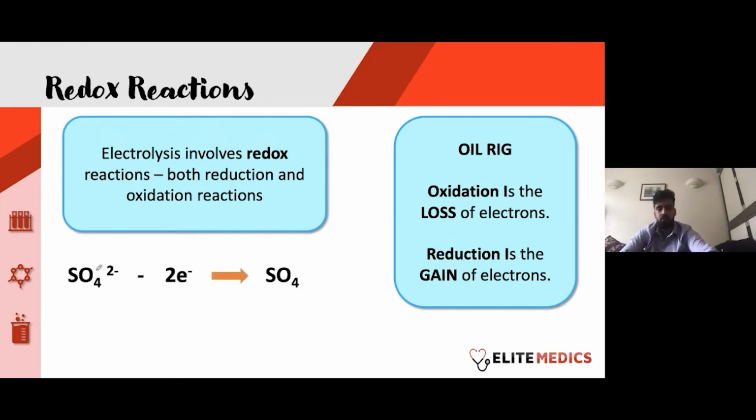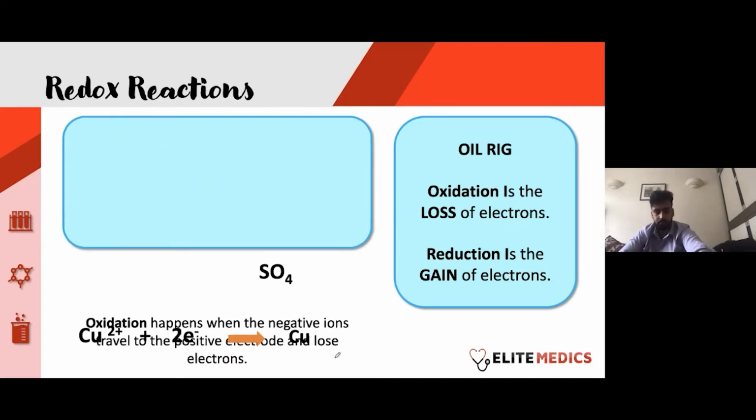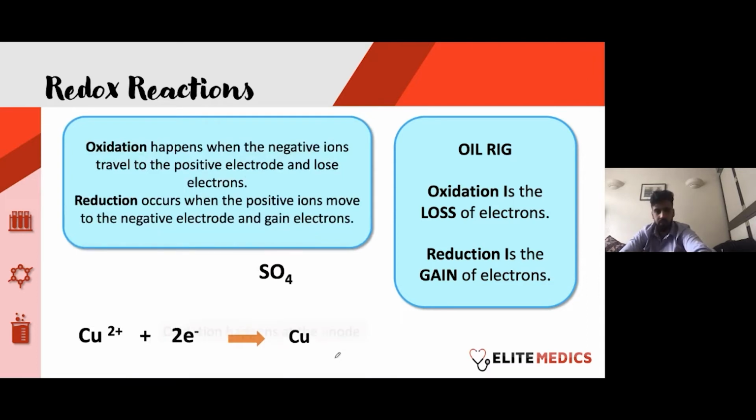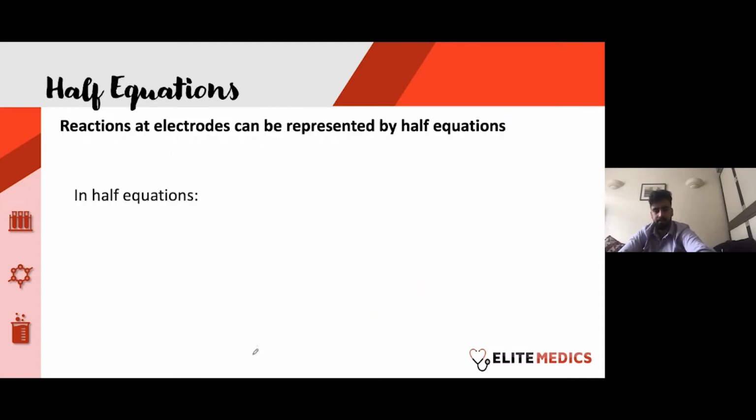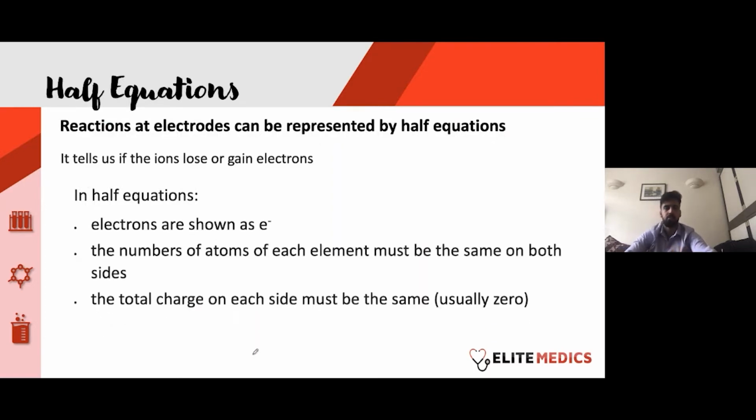If we take SO4 2-, that will turn into SO4 and will have lost 2 electrons. The copper will have gained 2 electrons to turn into Cu, just copper. So what's happening here, because it's losing electrons, this is oxidation, oxidation is loss, and because it's gaining electrons, this is reduction, reduction is gain of electrons. Okay. These are the rules here.